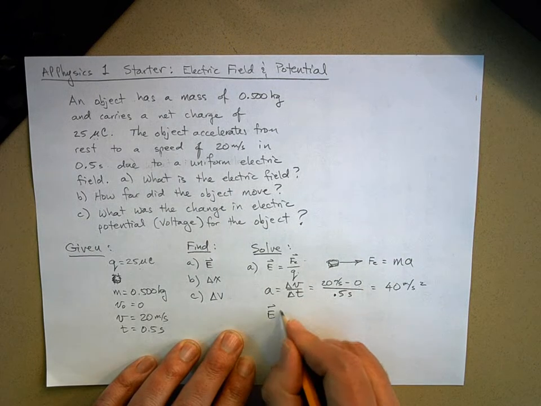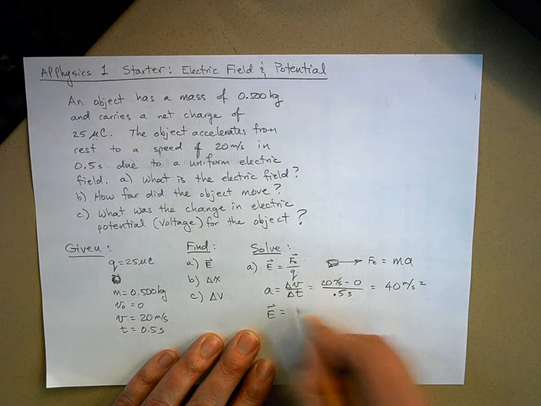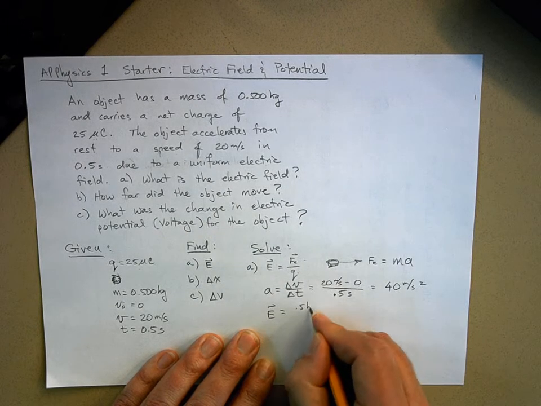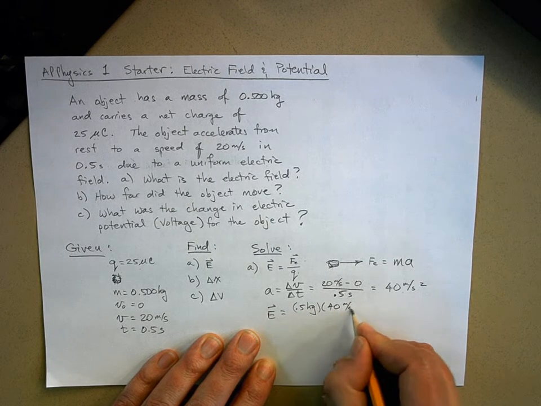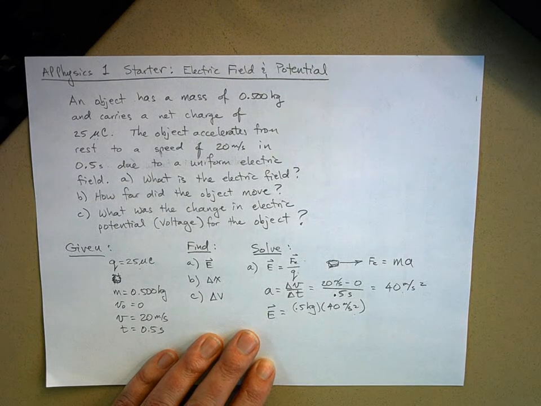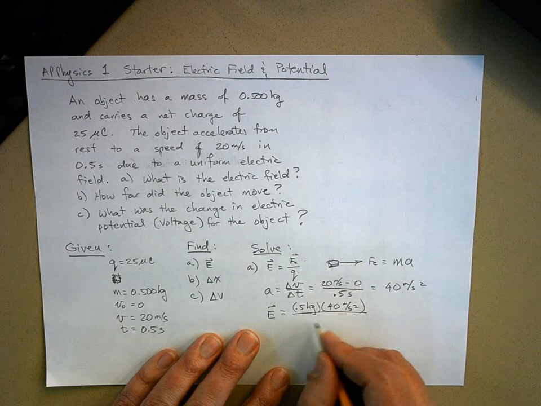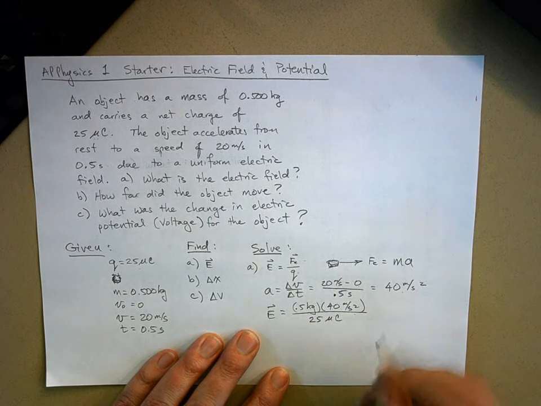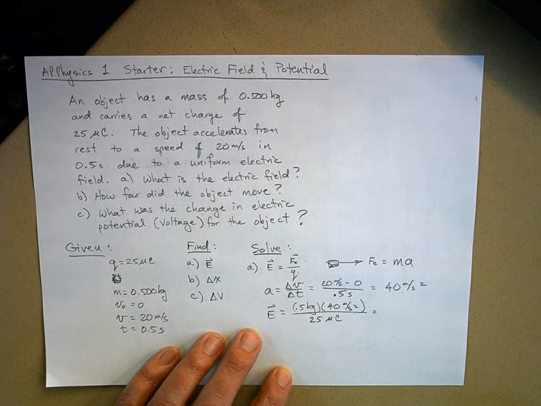So now I can find my electric force. Well, let's just solve for E now. E is equal to the electric force, which is the mass, 0.5 kilograms, times the acceleration, 40 meters per second squared. And a kilogram meter per second squared is a Newton. Okay, so we're good. And then we're going to divide that by 25 microcoulombs. And so I'm going to do the math here, 0.5 times 40, and then I'm going to divide that by 25 times 10 to the negative 6.